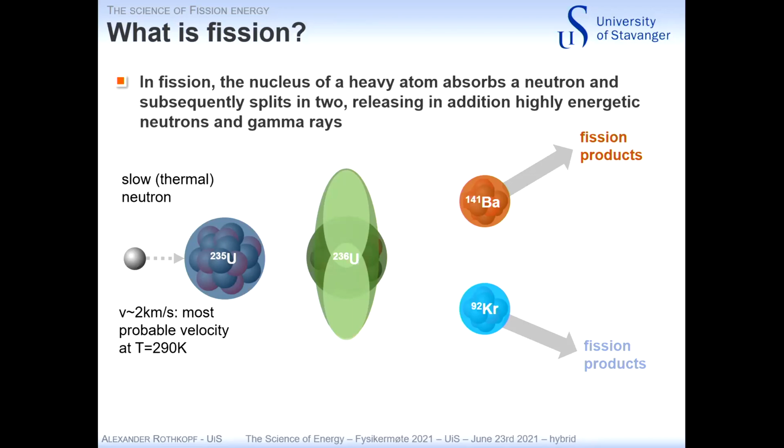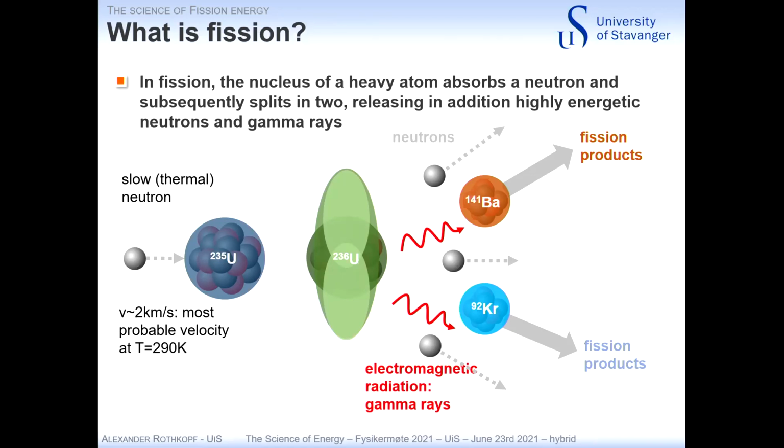If you add the mass numbers, 141 plus 92, you get 233. In physics, nothing gets lost. So where are those 3 units of mass between 236 and 233? If it flips, there they are. It's 3 neutrons that fly out of this process in addition to the fission products. And as I mentioned, there's also a lot of electromagnetic radiation that is coming out.